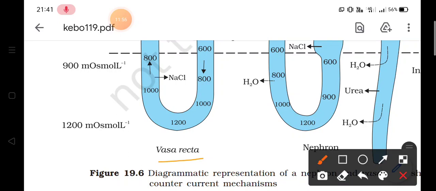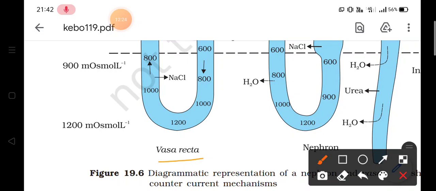So when NaCl returns to the interstitium by the ascending portion of the vasa recta, in this way a small amount of urea will also enter the Henle's loop, and then again it will be transported back. So in this way, there is facilitated flow of substances between the Henle's loop and vasa recta, and their function is to maintain the counter current mechanism.